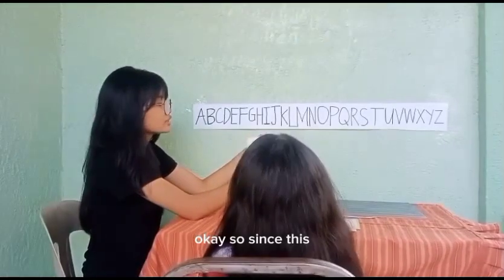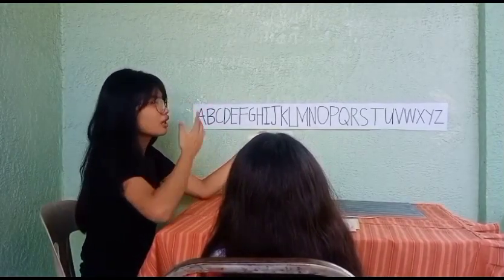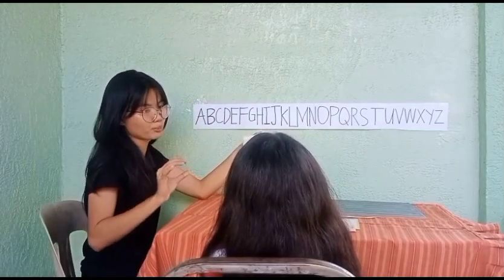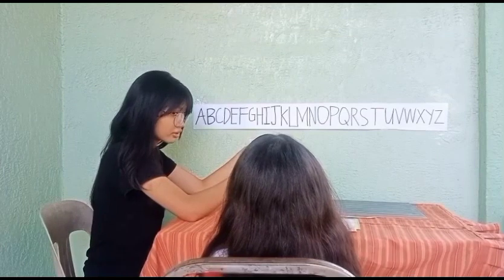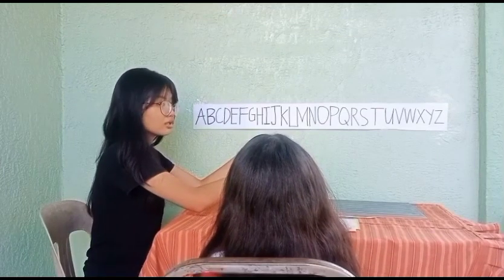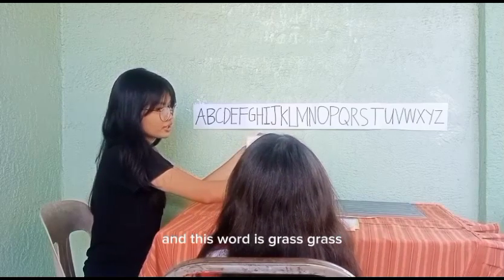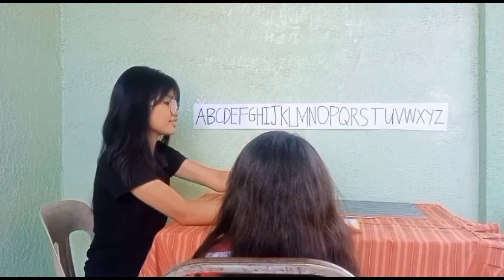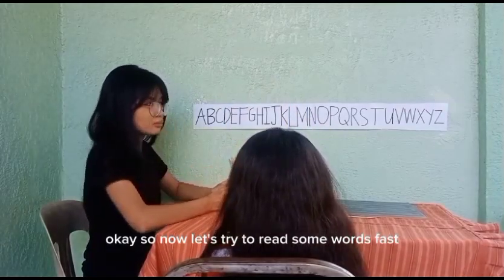Okay, so since these are both consonants, sinasabi natin siya, kapag sinabi natin siya, isa lang yung sound na pinaproduce natin. Sinasabi lang natin siya as grr. Tapos a, and the last sound is s, and this word is grass. Grass.